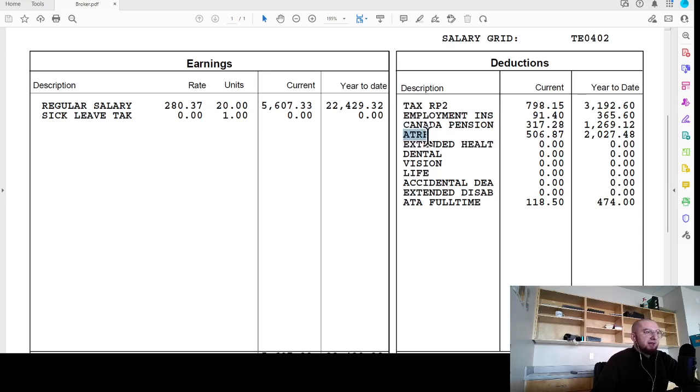So the next one, ATRF, is Alberta Teachers' Retirement Fund. So every month they take $506 from my paycheck, to keep it on the side and to potentially give that back to me once I retire.